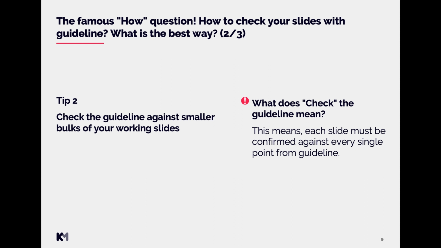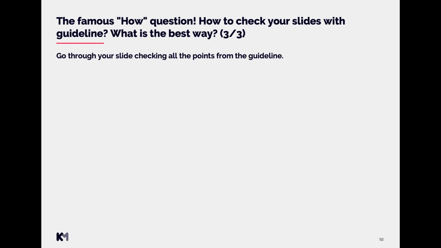It is more difficult to find the mistakes when you are checking the guideline with like 30 different slides. That is for sure. So make sure you work in very, very small bulks. Every single slide or every 2 slides, you need to check the guideline. Okay, so in conclusion, as we have explained earlier, you must go through every single point from the guideline and compare it with your slide individually. Please remember there are multiple points and rules to check for one single slide.